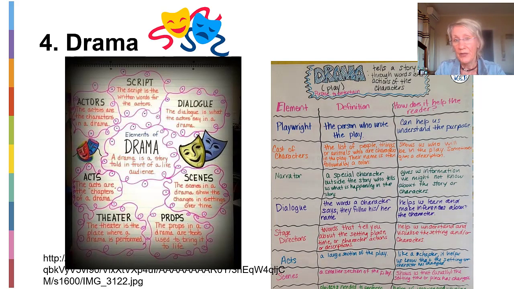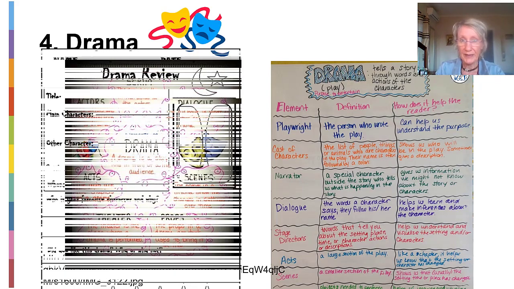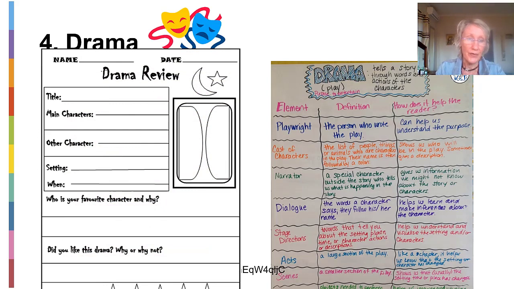And then you can have the same kind of thing where they can say, how does this help the reader? So they would have to think about it. They've got the element, the playwright, they've got the definition of what it is and how it can help the actual reader. And there's a drama review, the title, the main characters, who is your favorite character and why? Do you like this drama? Why or why not? Let them reflect on it, and it's quite a nice way to finish.